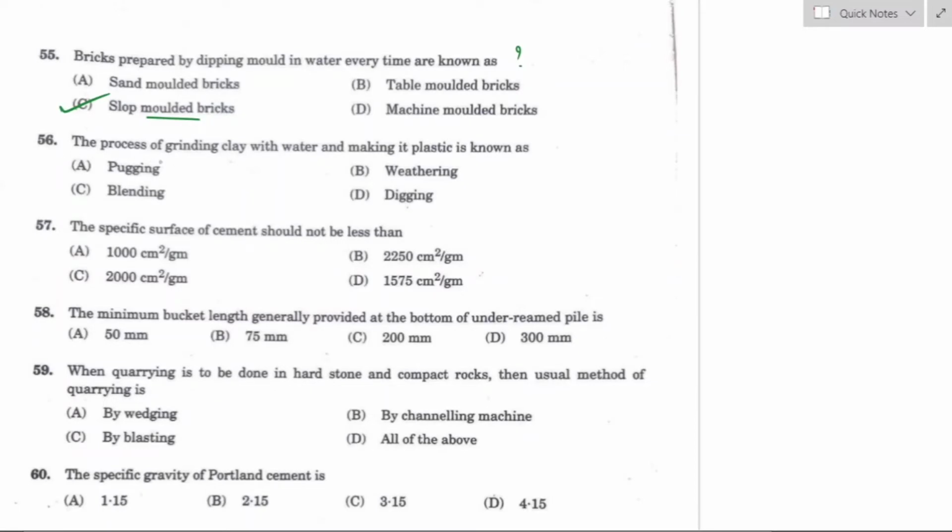Question number 56. The process of grinding clay with water and making it plastic is known as blending. Option C is the right answer. Question number 57. The specific surface of the cement should not be less than. Specific surface is expressed as the total surface area in square meters of all the cement particles in 1 kilogram of cement. So for ordinary Portland cement, the specific surface would be 2250 cm square per gram. Option B is the right answer.